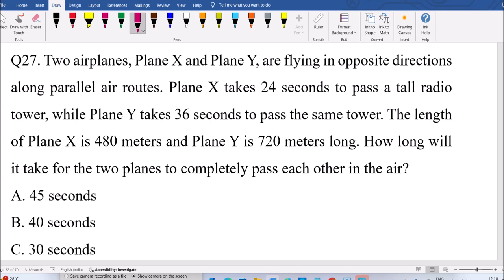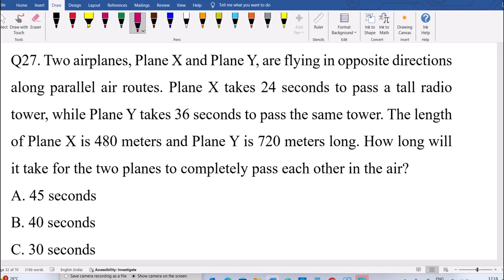See, the routine question we generally find in textbooks is a train crossing a pole. This is also the same, just using the word plane instead of train. Then you people will feel it's something out of the ordinary. But this is simple. Train X length is 480 meters. Train Y length is 720 meters. Train X is crossing a pole, the radio tower, which you can consider as a pole. Train X crosses the pole in 24 seconds. Train Y crosses a pole in 36 seconds.